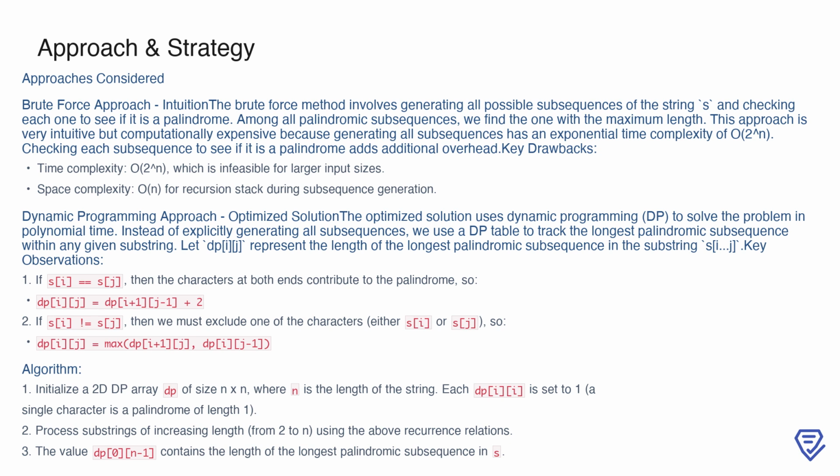On top of that, verifying whether each subsequence is a palindrome adds to the overhead, making this approach infeasible for large input sizes. Instead, we turn to dynamic programming for an optimized solution. Using a DP table, we can track the length of the longest palindromic subsequence for any substring of the input. The key insight here is that if the characters at the current boundaries of the substring match, they contribute to the palindrome. Otherwise, we must consider excluding one of the characters and taking the maximum result from the two possible cases. This approach avoids generating all subsequences and reduces redundant computations, making it far more efficient.